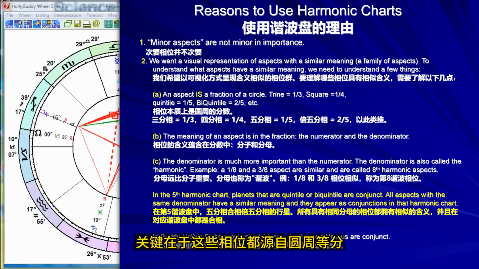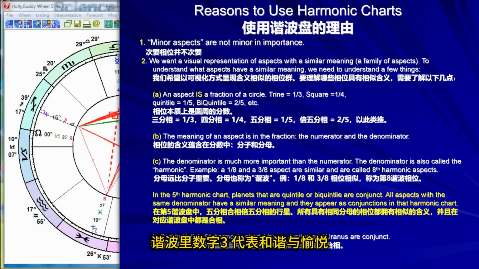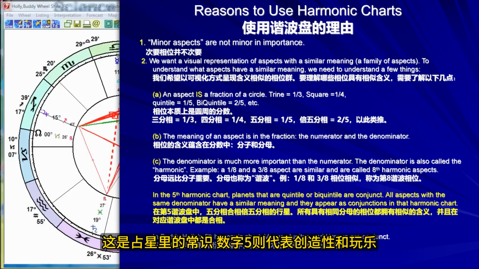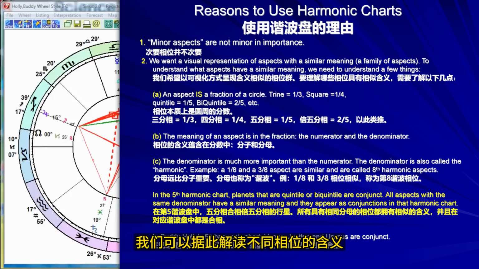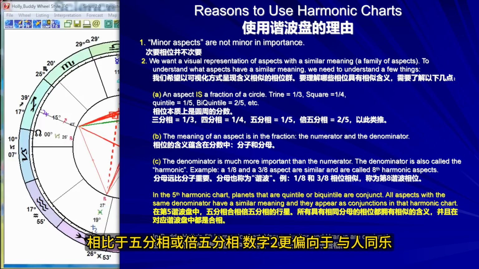The main point is that you have fractions of a circle, and the meaning of an aspect is in the fraction. 4 motivates and drives. 3 is harmonious and pleasant. That we know is well established in astrology. 5 gives creativity and play. So you look at what that does. 2 is going to give polarity, often sharing with others. So the biquintile is more interested in playing with others than the quintile.